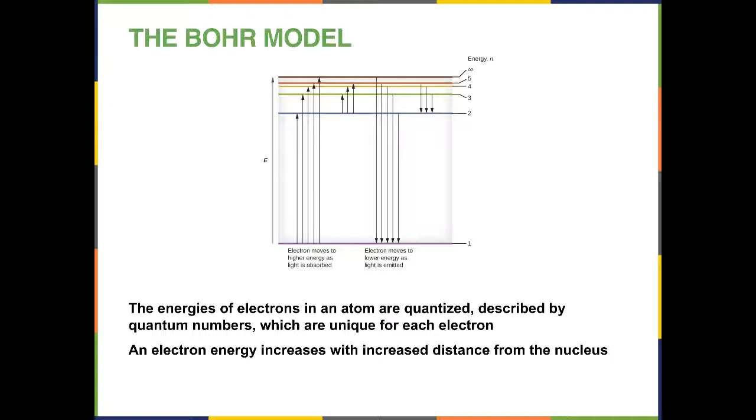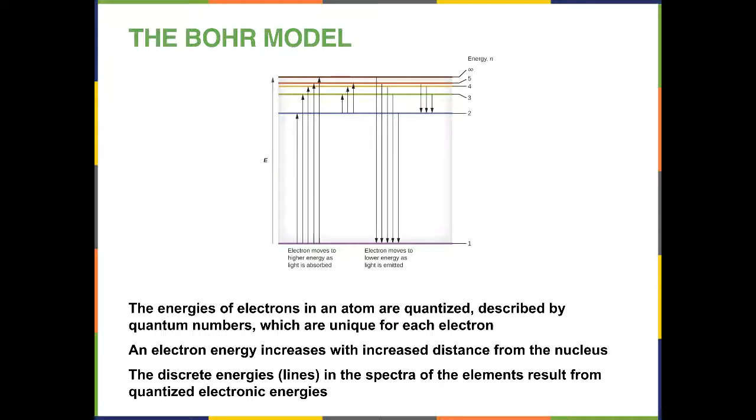An electron's energy increases when the distance of that electron from the nucleus increases. So the farther an electron is from the nucleus, the higher the energy of that electron. The discrete energy or lines that result in the spectrum of elements results from this quantized amount of energy.